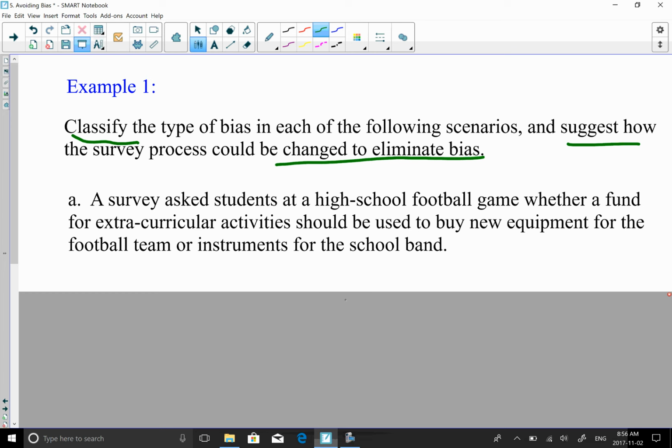Peter? Sampling, right. It's not household because they've only gone to one group. Okay. They haven't over- and underrepresented. They've just asked one group, which is just the football team. And they're asking them about equipment.